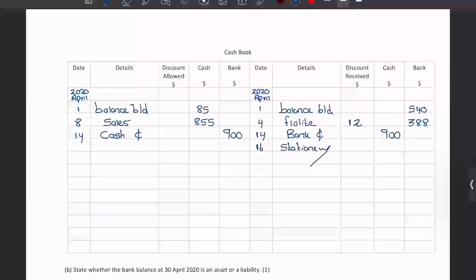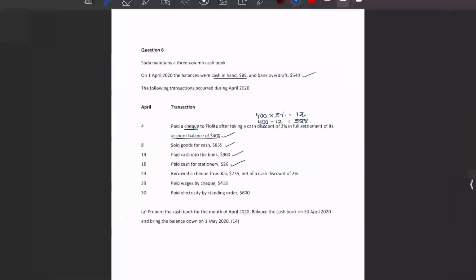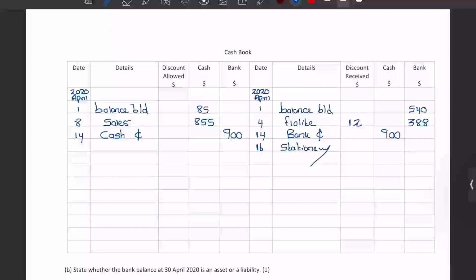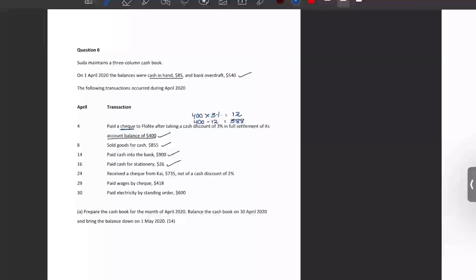Now see, with that power, I'm going to put the correct answer here. Stationery 26. You paid by cash or bank? Cash. So cash will reduce by 26. Okay. So far under control. Look at the next one.